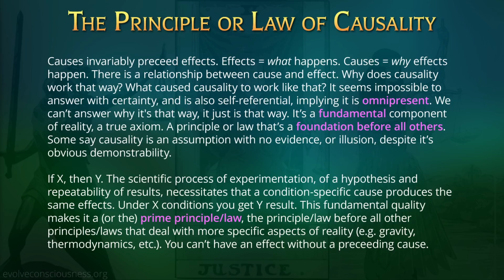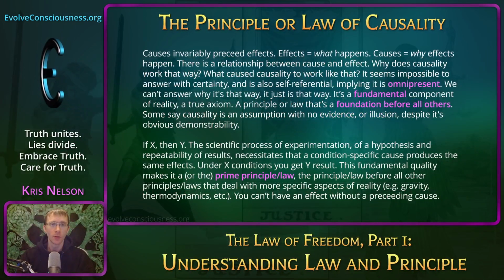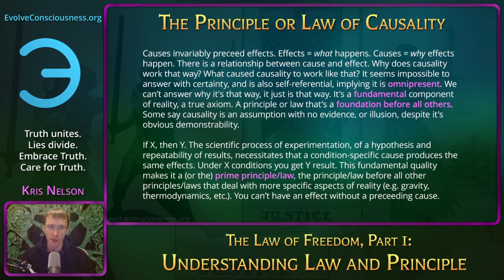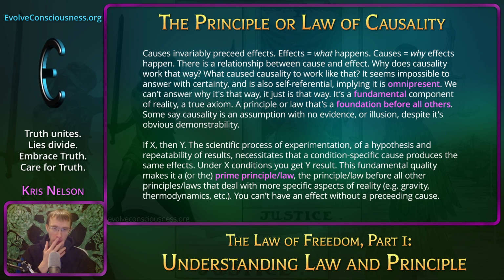The principle or law of causality. Causes invariably precede effects. Effects equal what happens. Causes equal why effects happen. There is a relationship between cause and effect. Why does causality work that way? What caused causality to work like that? It seems impossible to answer with certainty and is also self-referential, implying it is omnipresent. So that's what laws are.